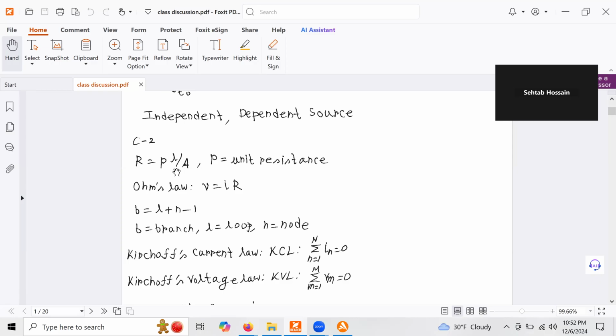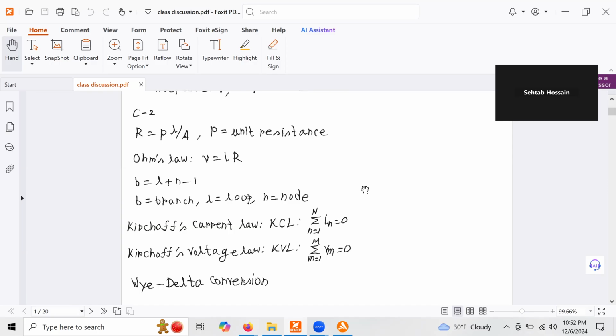So what does Ohm's law say? The voltage across a terminal is proportional to current. When current increases, voltage increases, and when current decreases, voltage decreases. To get an equal expression, we come up with a constant. This constant is R.